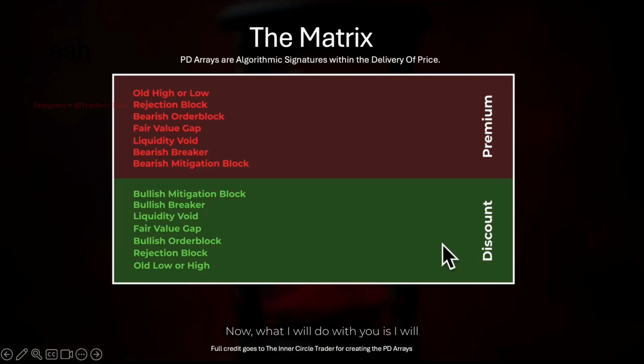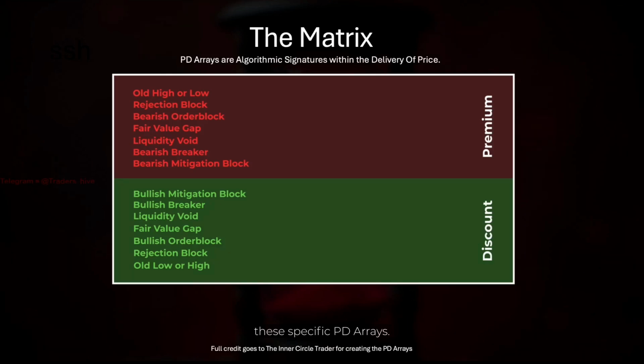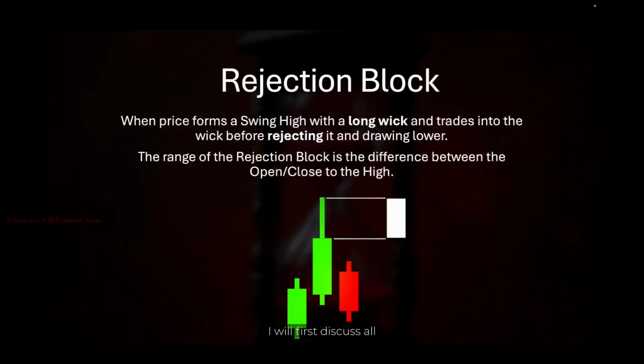Now, what I will do with you is walk you through all of these specific PD arrays. I'm going to explain the logic behind them. I will first discuss all the premium arrays with you, and then we're going to take a look at the discount arrays. The sequence of the premium arrays begins with the formation of a bearish rejection block.